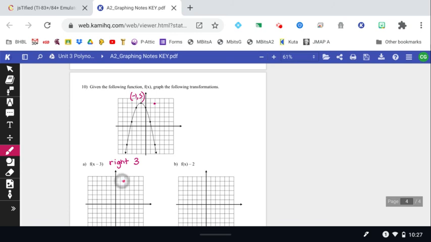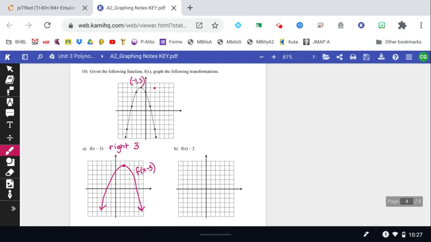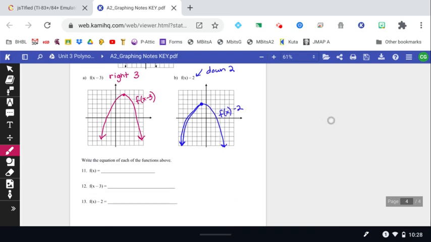And then graph that parabola. Sketch it as best you can. So this would be the f of x minus 3. Letter B says I want f of x minus 2. So this means that I'm going to go down 2. So I'm going to go back to my original function. My center was negative 1, 5. Now my center down 2 and sketch my parabola. All right, so this would be f of x minus 2.